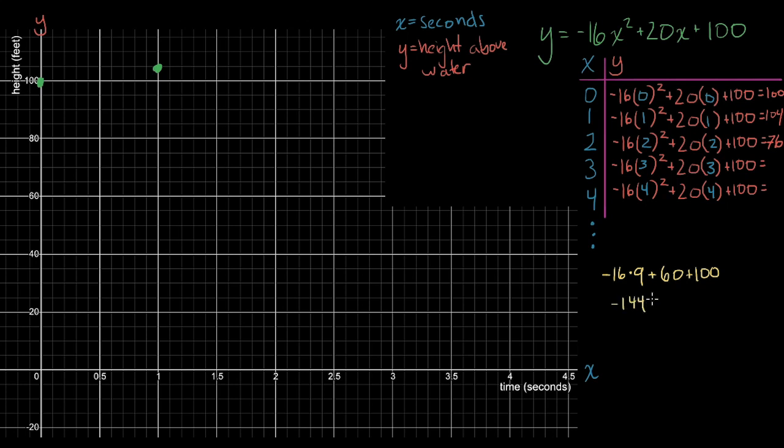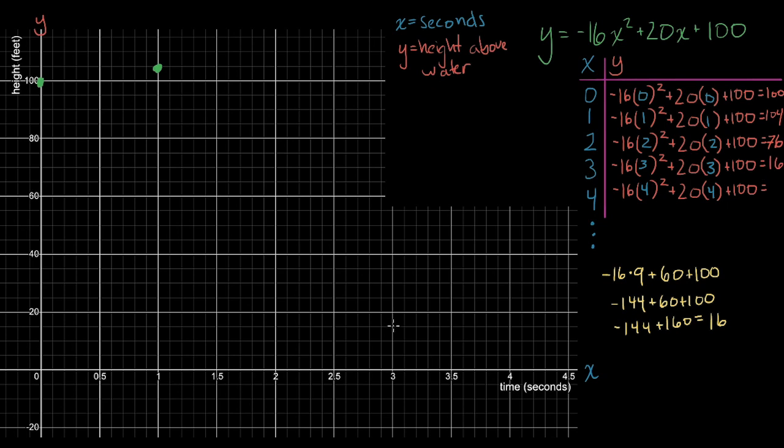144 plus 60 plus 100. And then negative 144 plus 160. And then finally that works out to negative 144 plus 160 is 16. 16. And so I'll put that right here. So when x is 3, y is equal to 16.